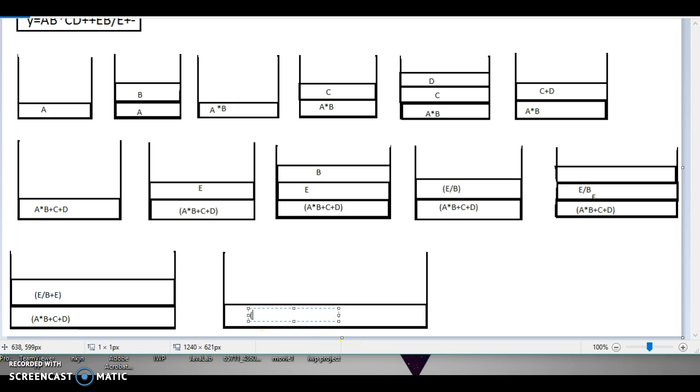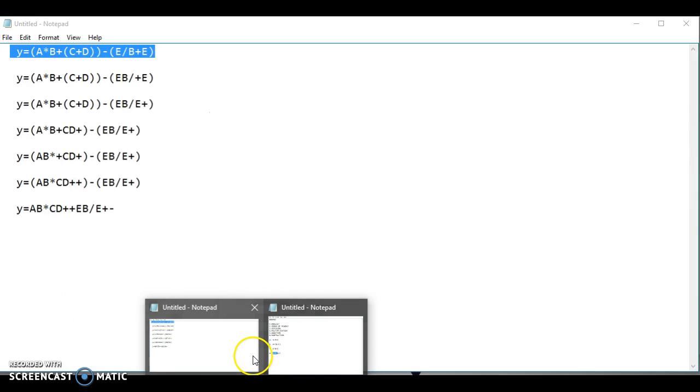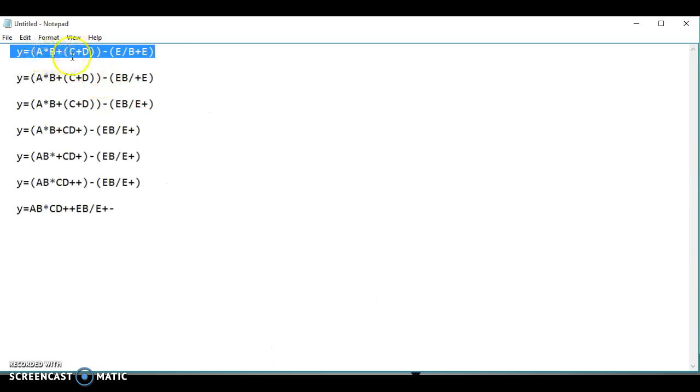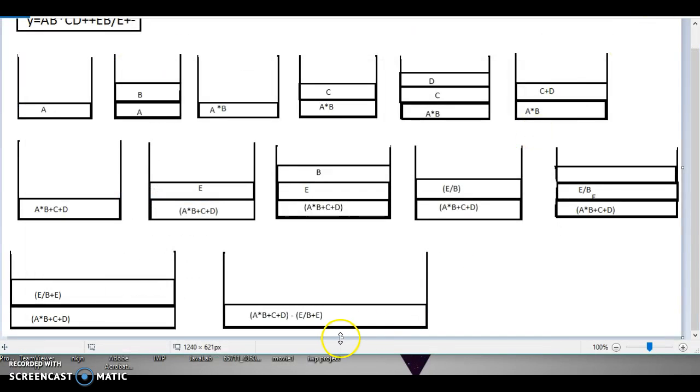So it will be A times B plus C plus D, subtract E divided by B plus E. So this should be our stack diagram. As I mentioned earlier, our final answer should be the same as the previous expression. So this is our previous expression and this is our current expression, which is the same. Thank you for watching this video.